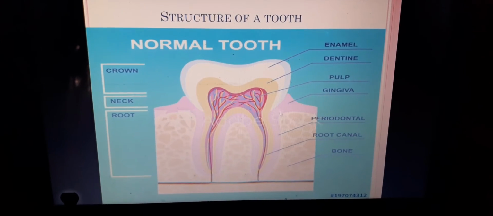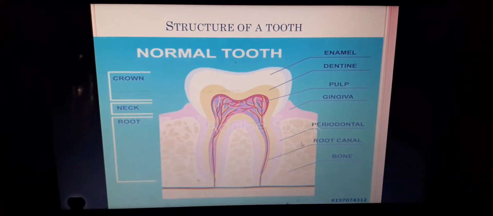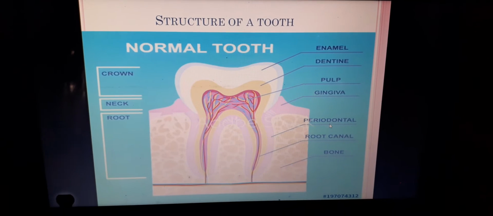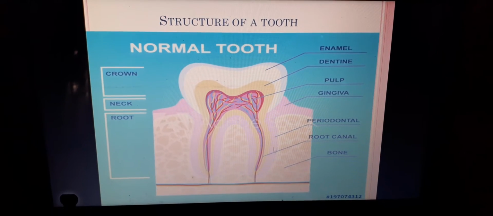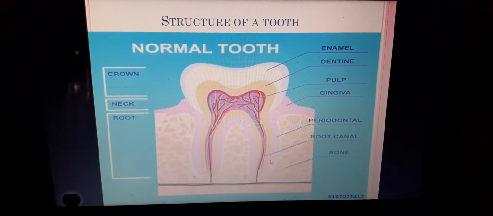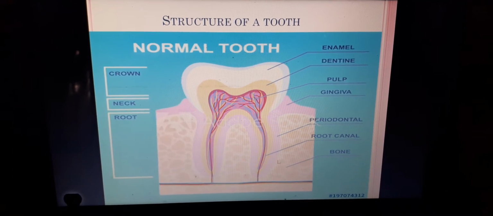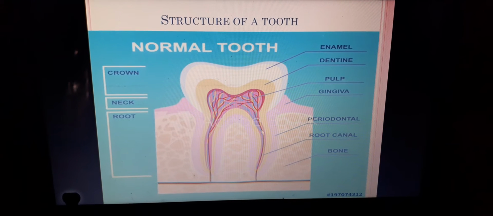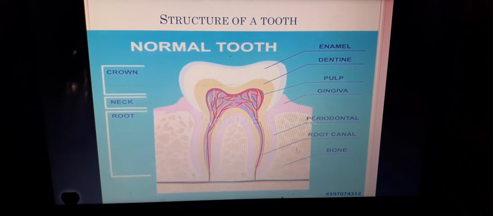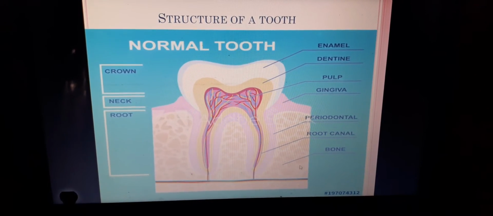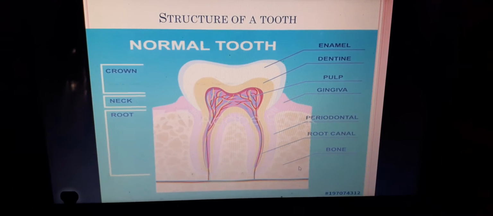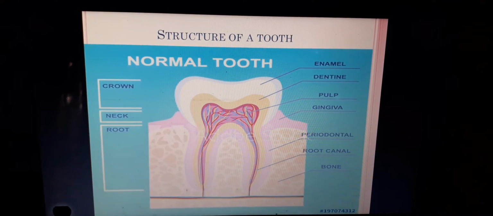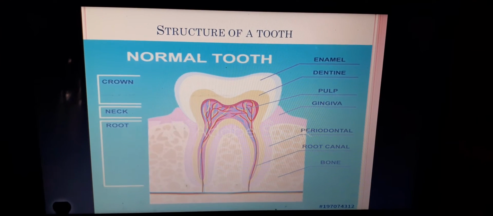The other structure you can see in the jaw is the periodontal structure. This structure is related with the socket of the jaw. Root canal means the end of the root, and this is the bony structure of the jaw. So this is all about the detailed structure of a tooth.